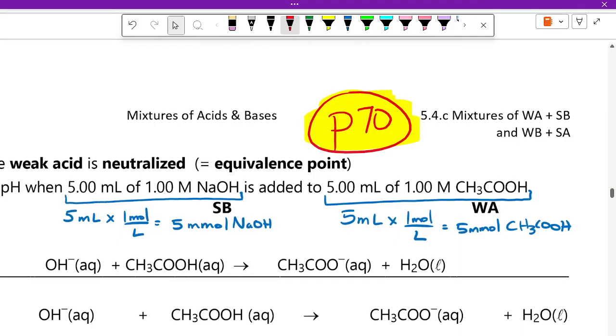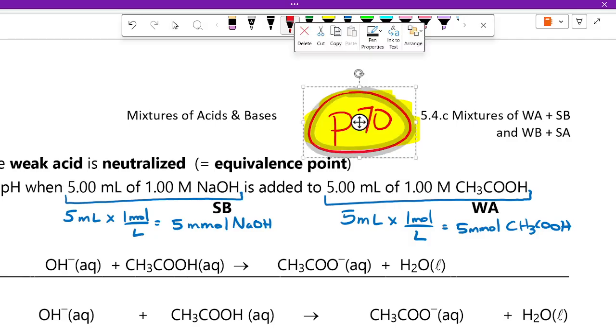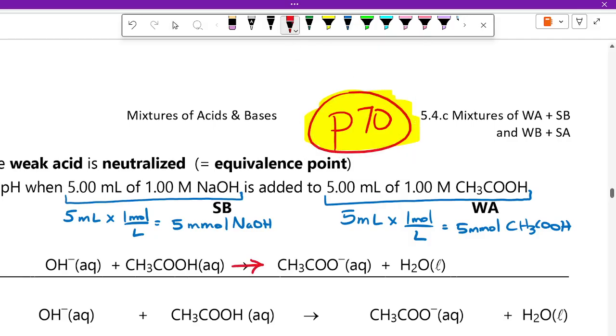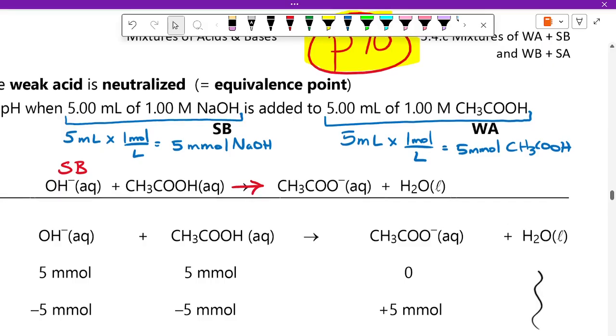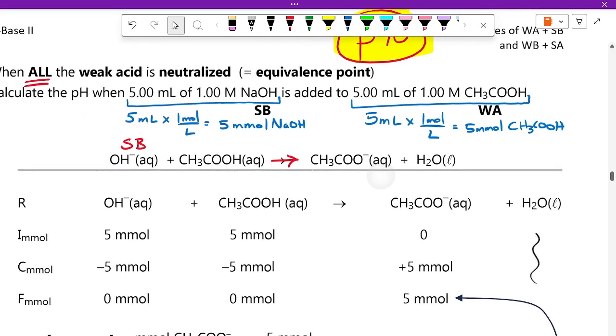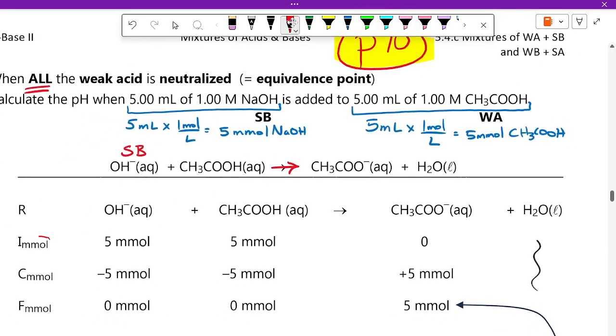So we're going to put that in a RICFA table because we have a strong base. That is sending the reaction to completion because we have a strong base. So it's going to be RICFA, not RICE. And we are working in millimoles. So make sure if you're working in millimoles, you put that in.